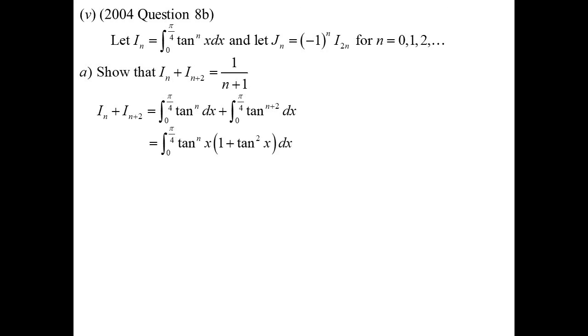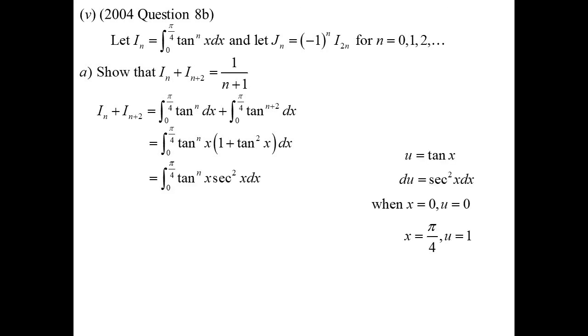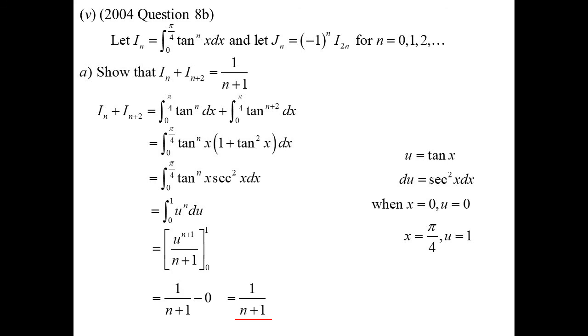So the first thing we have to do is show that I(n) plus I(n+2) is 1 on n plus 1. Well, I(n) plus I(n+2) is the integral of tan to the power of n plus the integral of tan^(n+2). Add those together, I get tan^n times 1 plus tan squared. 1 plus tan squared is, of course, sec squared. And we've got to change the limits as well, of course. We get the integral of u^n du, sub in 1, sub in 0, and there it is, 1 on n plus 1, which is what they want us to show.